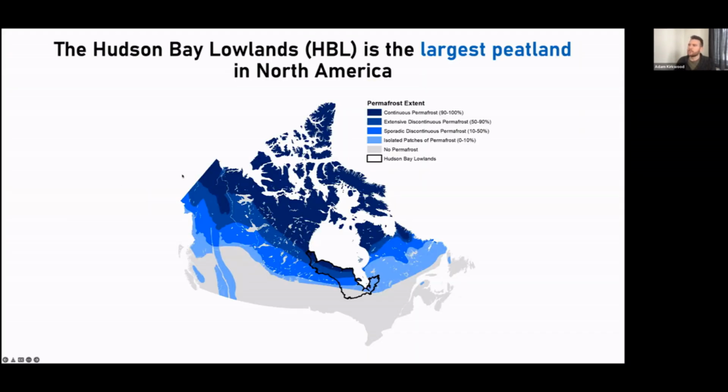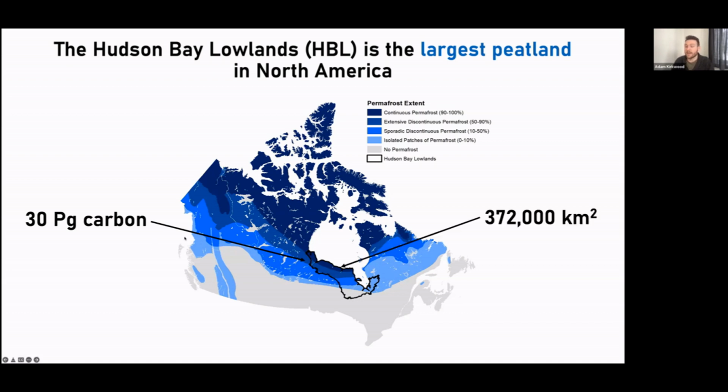So I'll get started by introducing my study region, the Hudson Bay Lowlands, which is the largest peatland in North America. You can see its outline in black here, following the coast of Hudson Bay. This area has previously been estimated to store 30 petagrams of carbon, where a petagram is 1 billion kilograms. So there's a very large storage of carbon in this area, and it has an area of 372,000 square kilometers, where it's nearly continuous peatland. To put into perspective how big that is, the country of Norway is 200 square kilometers. So this is a large peatland, almost the size of an entire Nordic country.